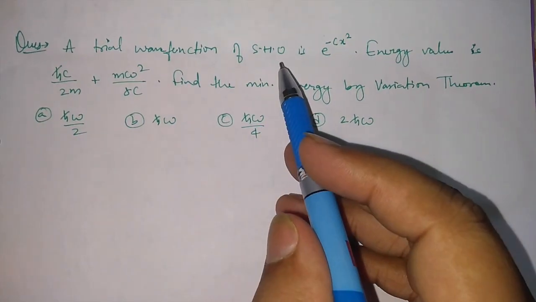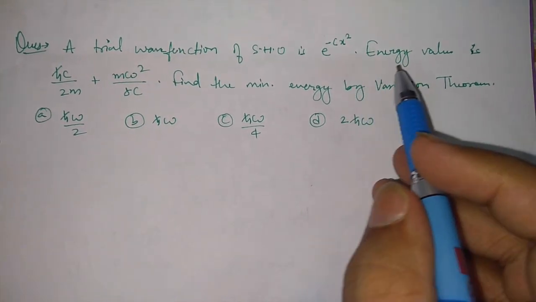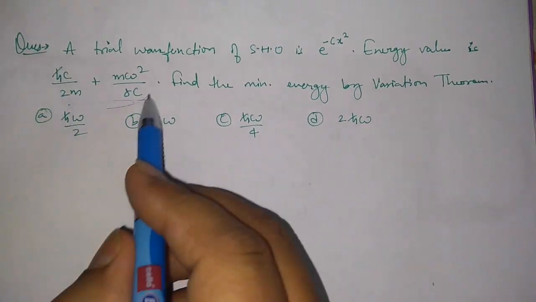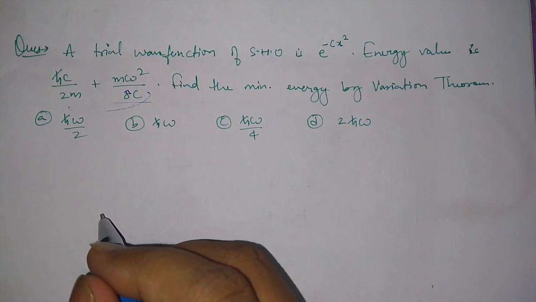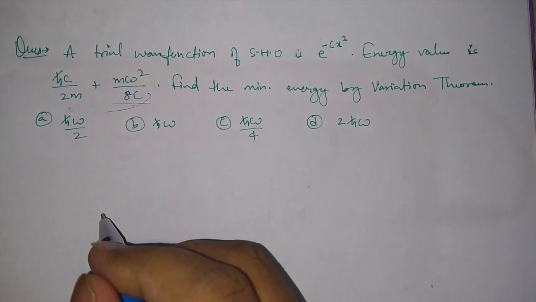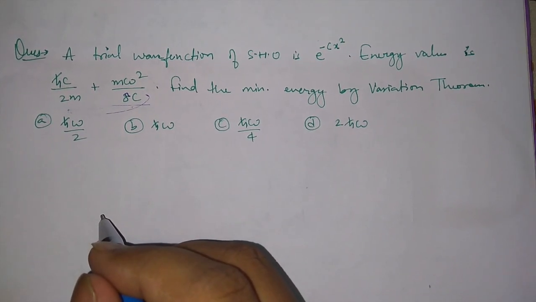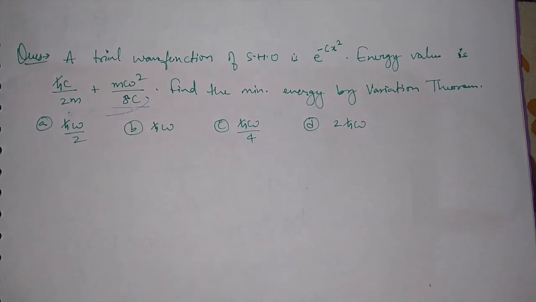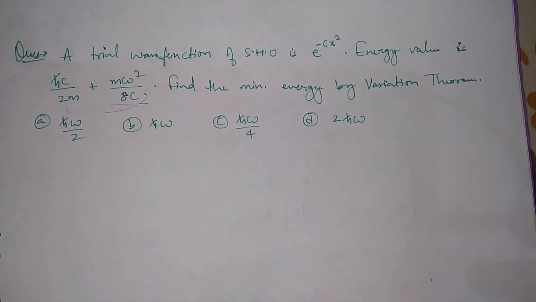that a trial wave function of a simple harmonic oscillator is e to the power minus c x square. Now this is the energy value given to you, that is h cross c upon 2m plus m omega square by 8c. Over here you can see that the energy is in terms of c, not in terms of x. Now you have to find the minimum energy by the variation method. In order to do this question, if you are a mathematics student, you know what maxima and minima is.